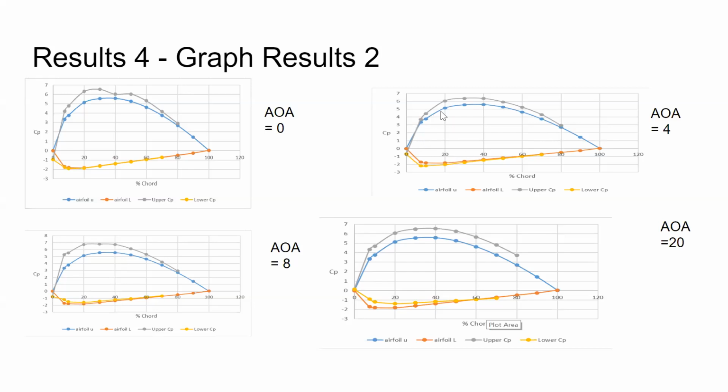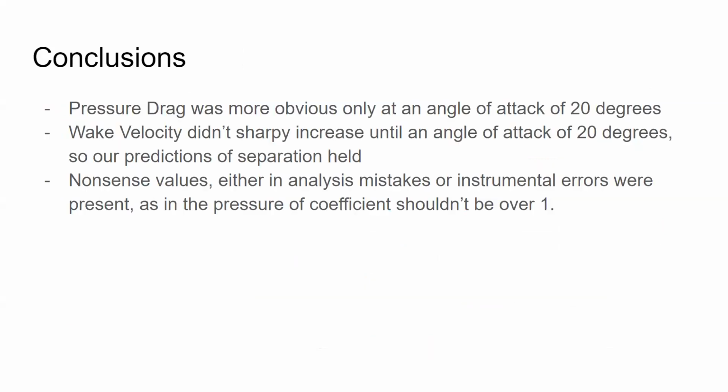And then you see on the upper surface, there should be a lower pressure or negative pressure coefficient, which means the pressure is below the free stream.